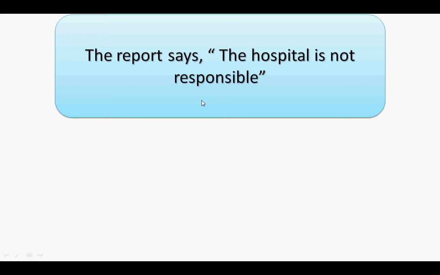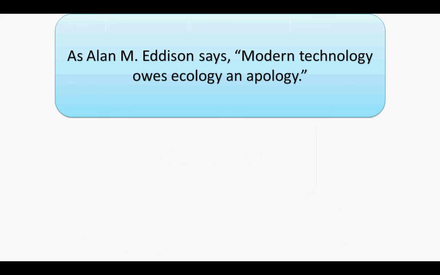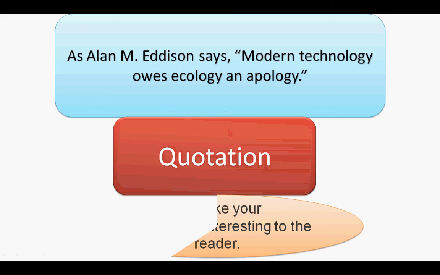The report says the hospital is not responsible. Again, parentheses. So this is quotation. Great. Why do we use them? To make the essay more interesting to the reader. As Alan M. Edison says, modern technology owes ecology an apology. It's rhyming. But here I care for the quotation marks here. So it's quotation again.